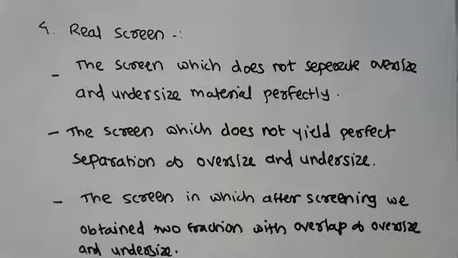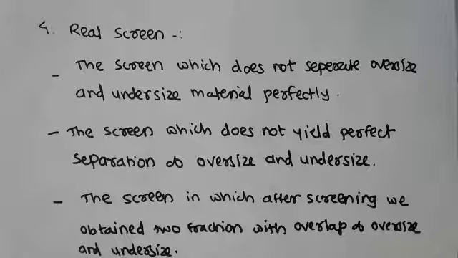And what is an ideal screen then? The screen which yields perfect separation of oversize and undersize. So in case of ideal separation, there is no overlap of oversize and undersize. Means all oversize material is present in overflow, all undersize material is present in underflow. However, in real life, we don't observe the performance similar to an ideal screen. There is always overlap. Therefore, some undersized material is present in overflow, some oversized material is present in underflow.